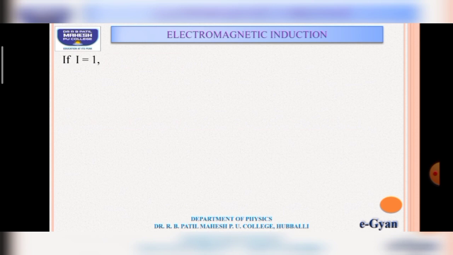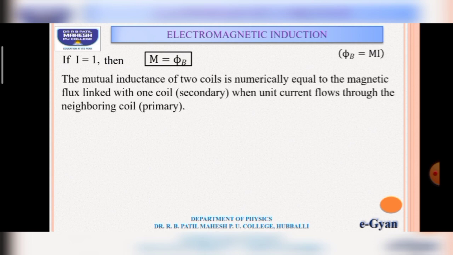Okay, if the current flowing through the coil is unity, when you put I equal to 1 in this equation, we get M equal to phi. That is, mutual inductance is equal to magnetic flux. Then we can say that the mutual inductance of two coils is numerically equal to the magnetic flux linked with one coil when unit current flows through the other coil.